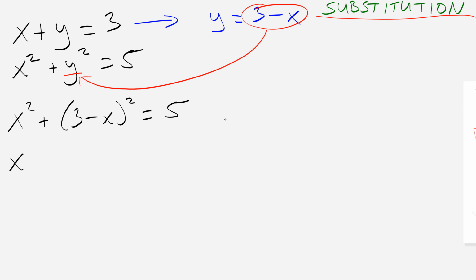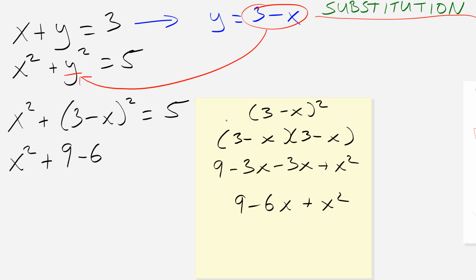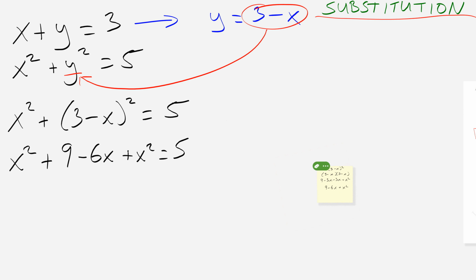We've got x squared plus 3 minus x all squared. Let's be careful here. Let's go to our rough work and be careful when squaring 3 minus x. Remember, that means 3 minus x multiplied by itself. So you've got 3 by 3 is 9, minus 3 by x is minus 3x, minus x by 3 is minus 3x, plus x squared. Tighten that up: 9 minus 6x plus x squared. That's what we get when we square out 3 minus x. So we've got 9 minus 6x plus x squared equals 5.